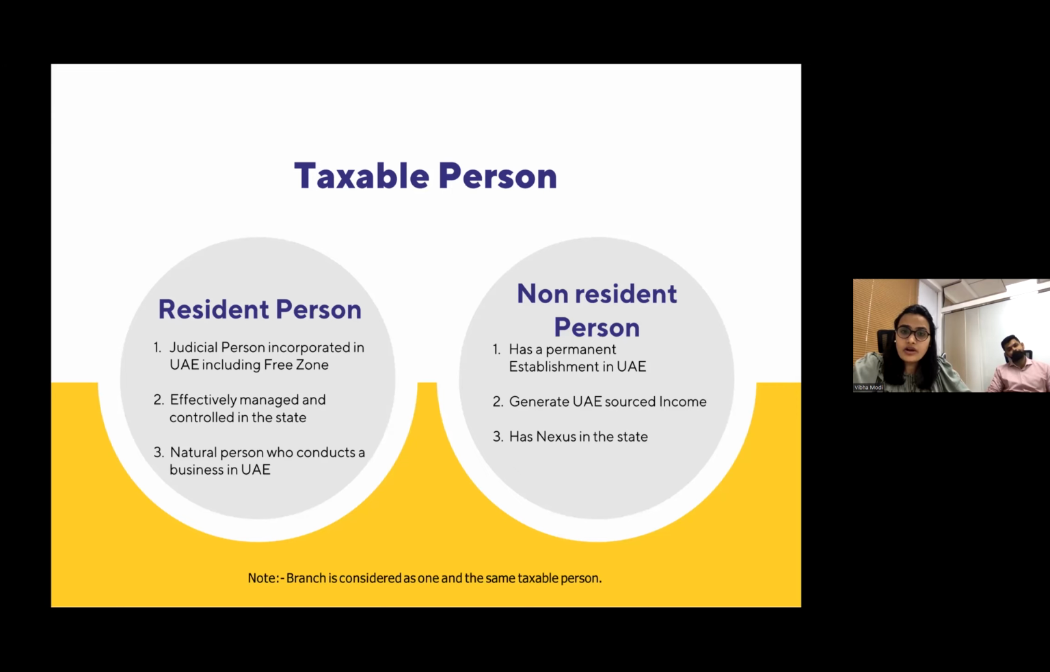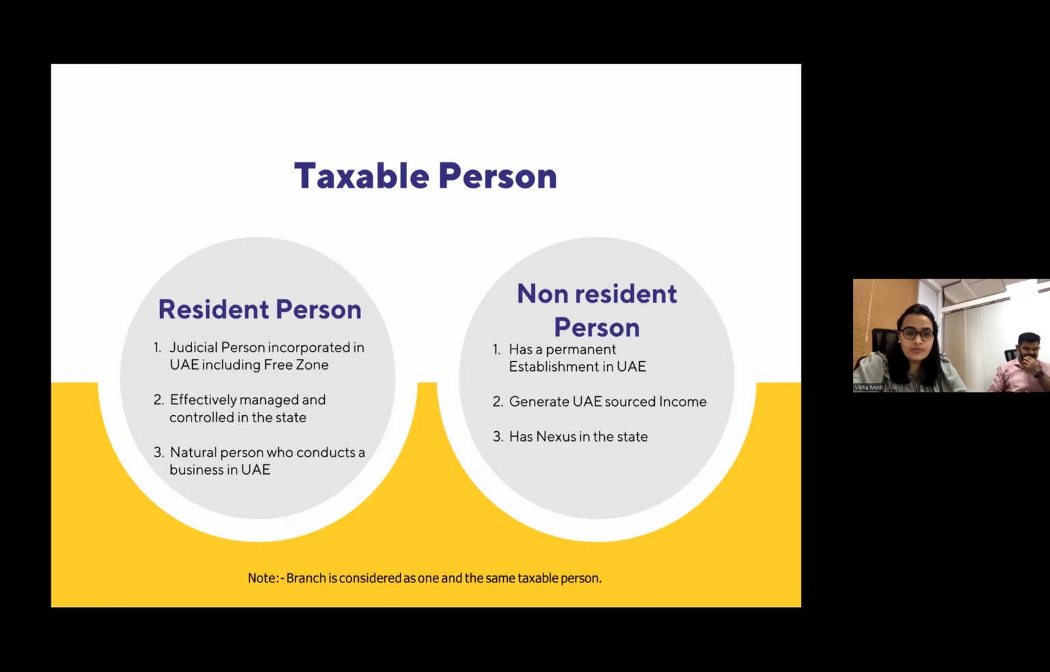Any juridical person incorporated in UAE, including free zones, is considered a resident. So whoever is a license holder in mainland or in free zone, even in offshore, is considered a resident person. Any person effectively managed and controlled in the state. So if I'm referring to the person, that means a legal person or a natural person, a legal person who is a registered person in UAE, if they are managed and controlled in the state, then it is also considered as a resident person, even if they are not registered in UAE.